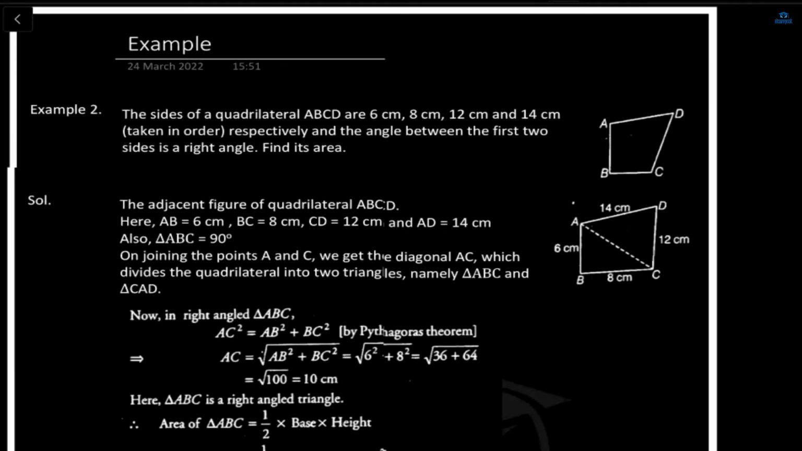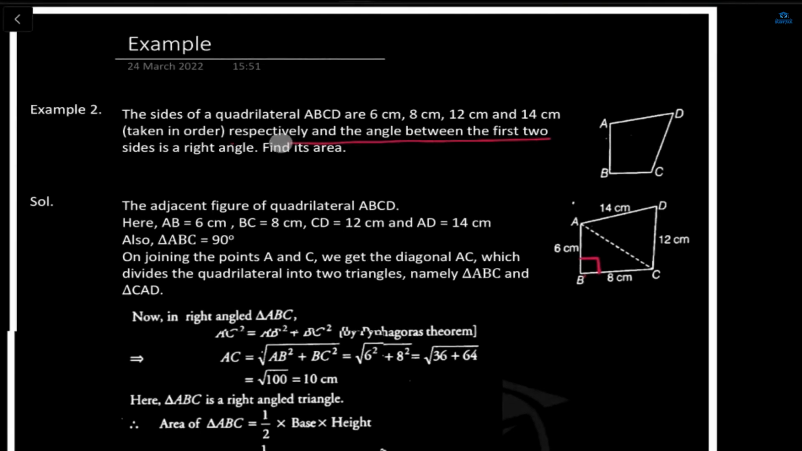The first 2 sides, that means AB and BC. This angle is 90 degrees, it is mentioned here. So angle B is equal to 90 degrees. Since angle B is equal to 90 degrees, you are going to apply Pythagoras theorem and get the value of AC. When you get the value of AC, then you can apply Heron's formula for the triangles ABC and ADC to get the area of both the triangles, and then you are going to add the areas.